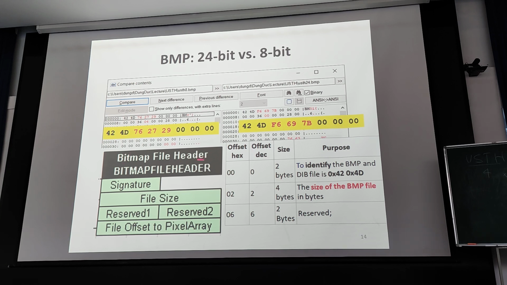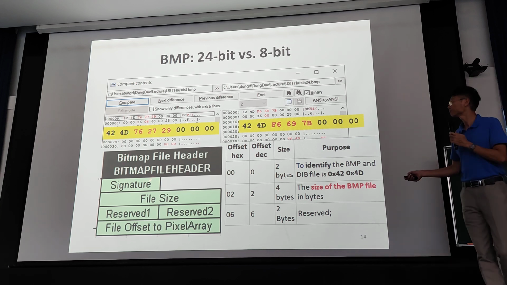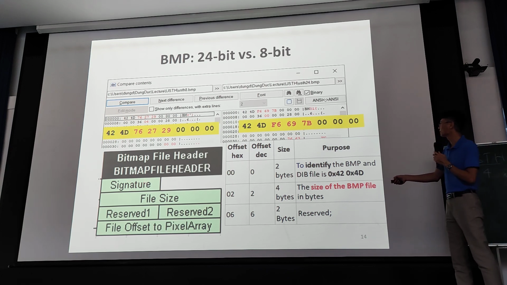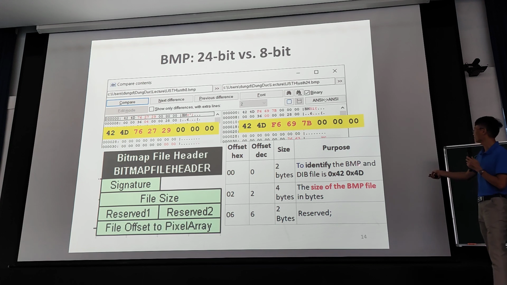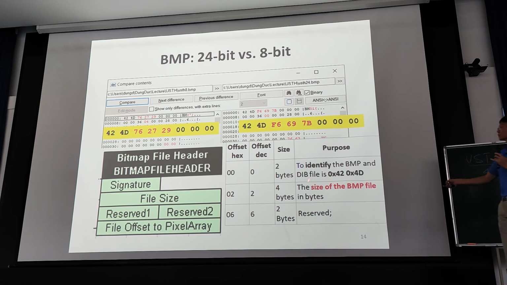This is a bitmap file header, that's standard. The first 2 bytes are for the signature, to identify the bitmap and the device independent bitmap files. This is common also for printers. The printer already knows about this structure.